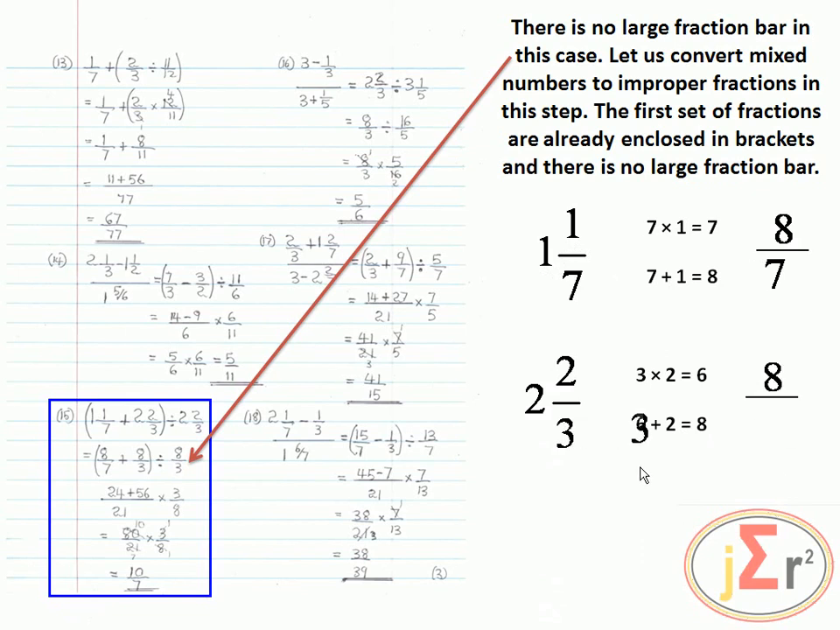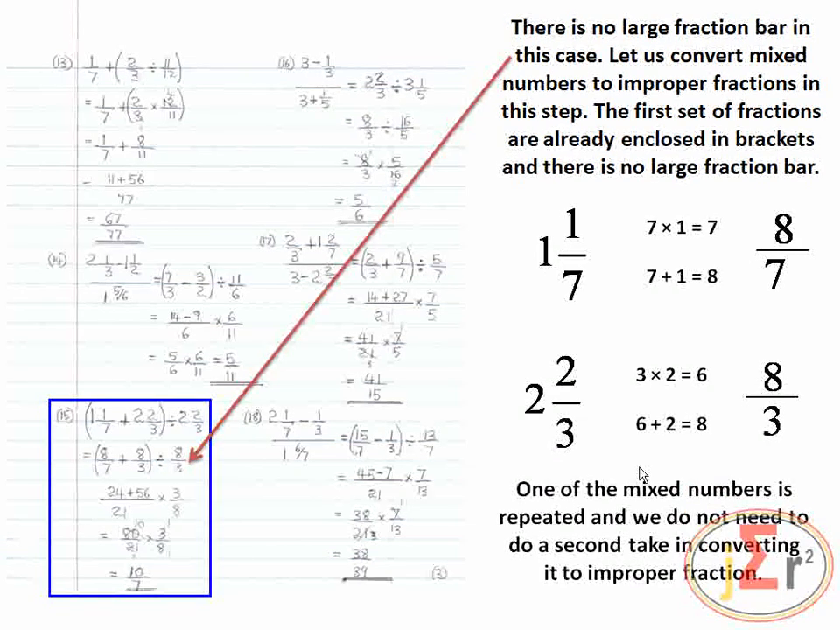8, and the denominator is the same. One of the mixed numbers is repeated, and we do not need to do a second take in converting it to an improper fraction. So we do not have to do this one also, because this one and this one are the same.